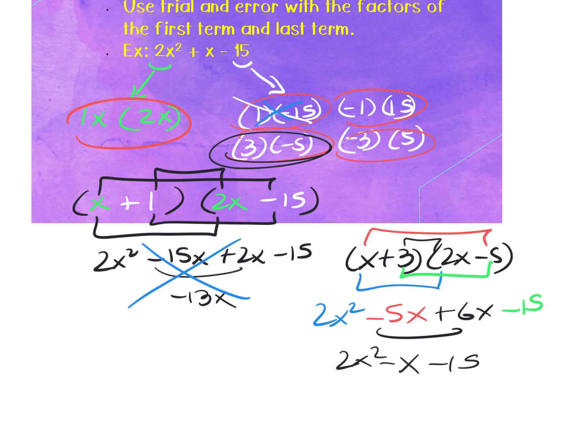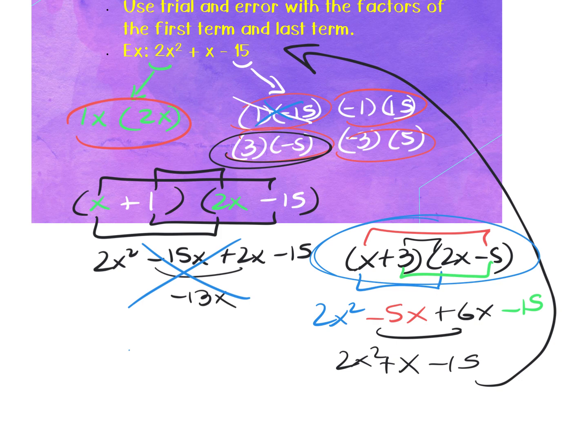Oh, wait. Yeah, that's right. I wanted to get a positive 1x. All right, so then that does go back to the original. So these are the factors that we needed. X plus 3 and 2x minus 5. So if that first term wouldn't have been a 2, if it would have been an 8, then you would have had a bunch of factors to go through, or even if it was a 24. So sometimes the trial and error could take you longer until you can figure out the ones that fit together.